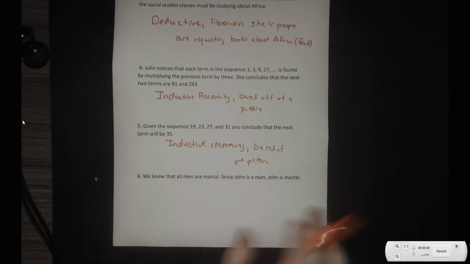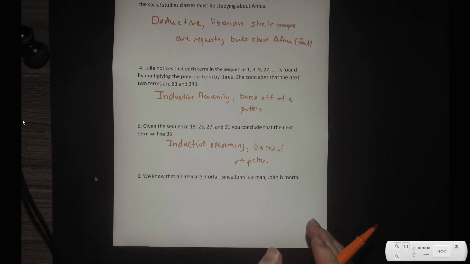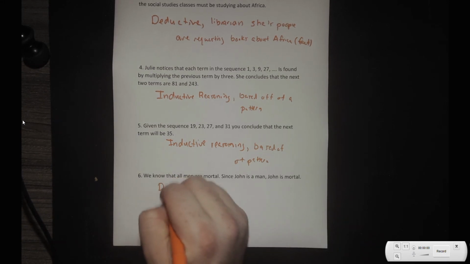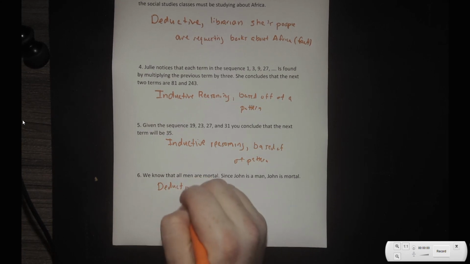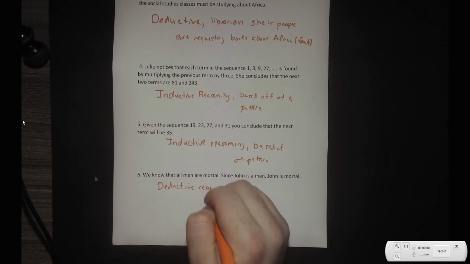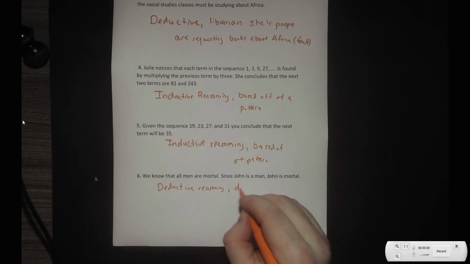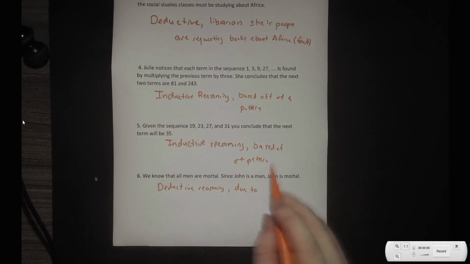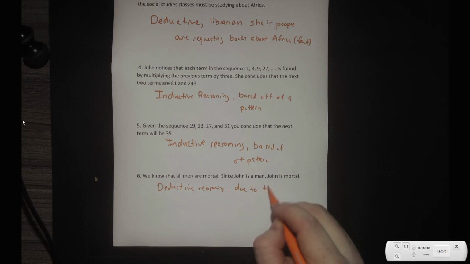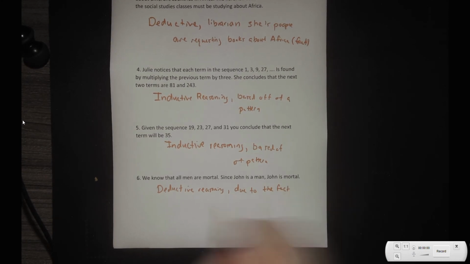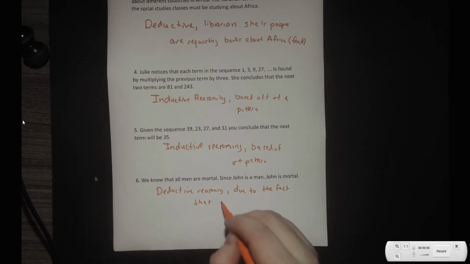We know that all men are mortals. Since John is a man, John is mortal. That is deductive. This is due to the fact that all men are mortal.